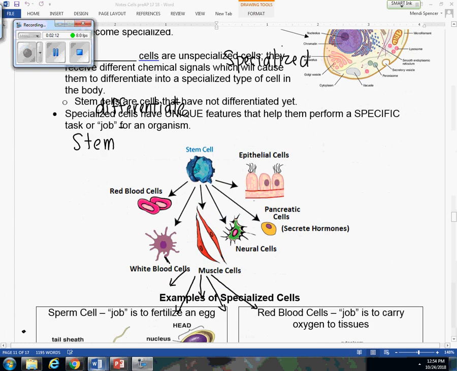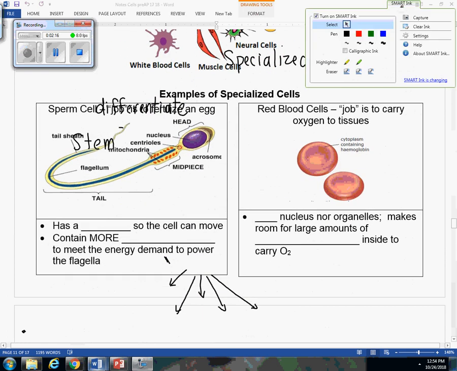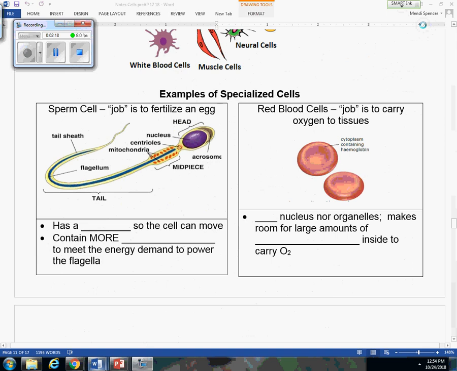So now let's look at some of those specialized cells in the body. And there's going to be some other videos that you're going to be shown so that you can see these cells in action inside of your body. So again, a specialized cell is any type of cell in the body that you can name. And we already talked about some so far. So sperm cells are a big example of a specialized cell. Their job is to fertilize an egg. So let's think of some features that would be handy for it to do its job.